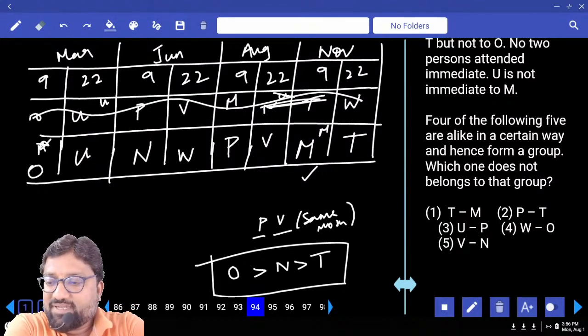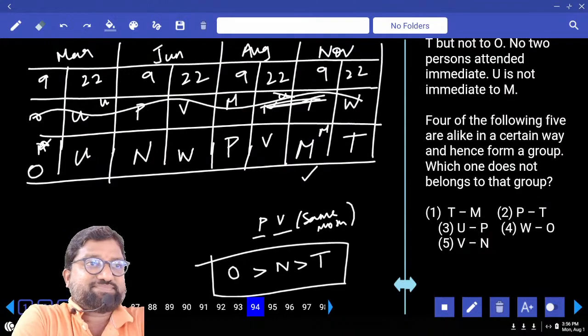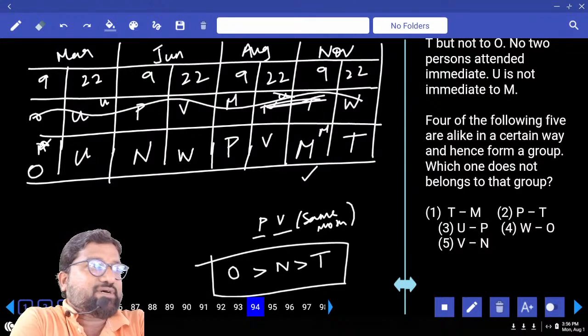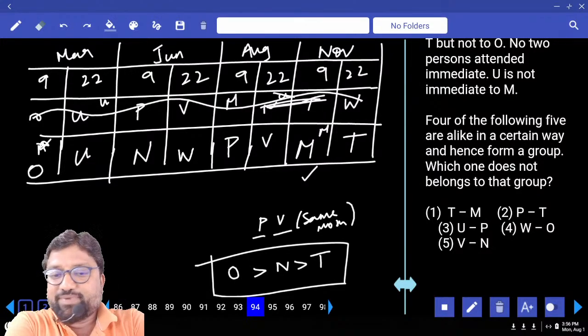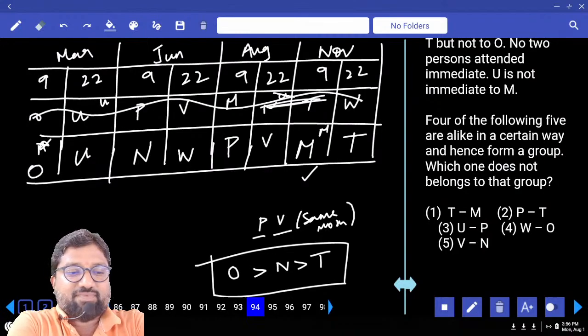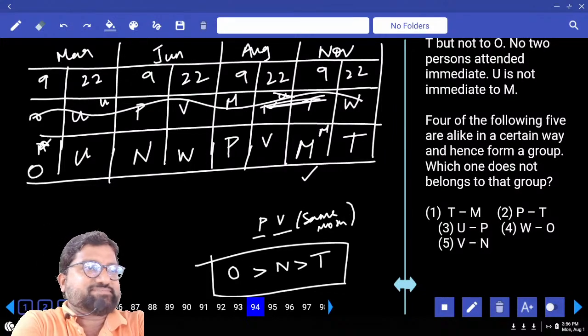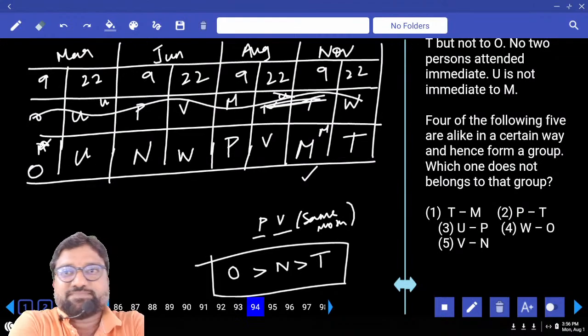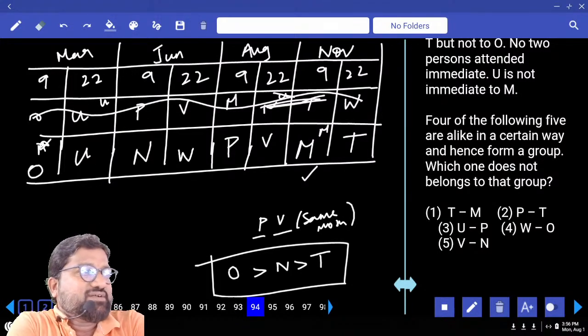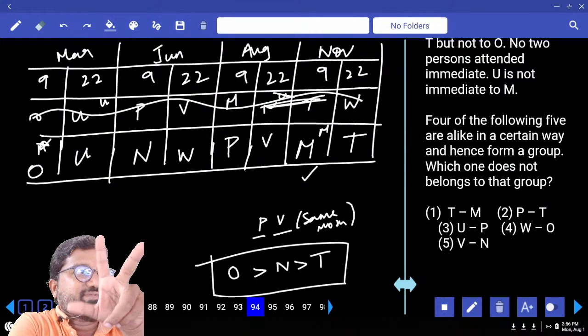Tell me. Maybe let's look for the gap. T and M on immediate dates. P and T 2 days. U and P also 2 days. W and O also 2 days. V and N also 2 dates. Which option is my answer? First answer. Understood? So going with 2 different dates, I didn't get the answer.